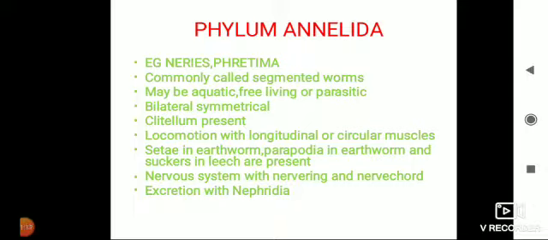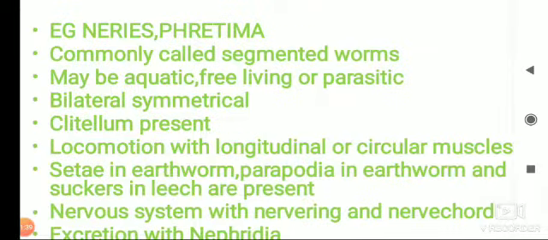Now our next phylum is Annelida. Annelida, the word is derived from annulus, meaning rings. They are segmented animals. Example, Nereis and Pheretima, meaning earthworm. Some are aquatic, found in water. Some are free living or some are parasitic. Which is the parasitic form? Leech. You must have heard the word leech.